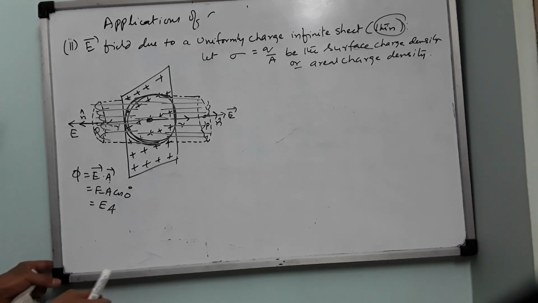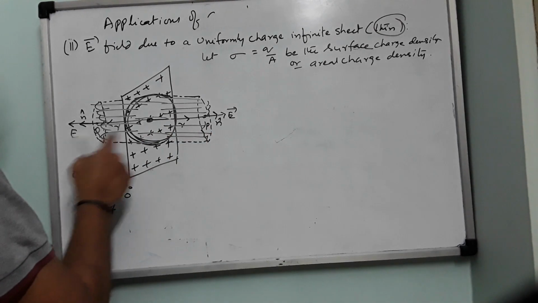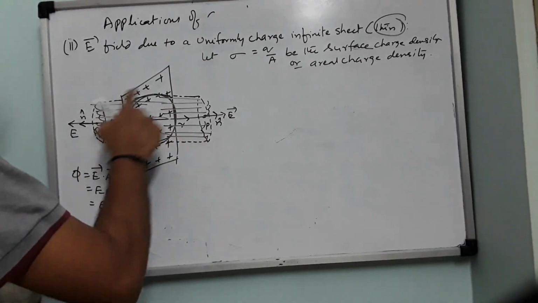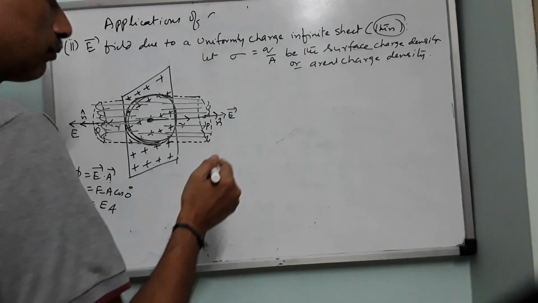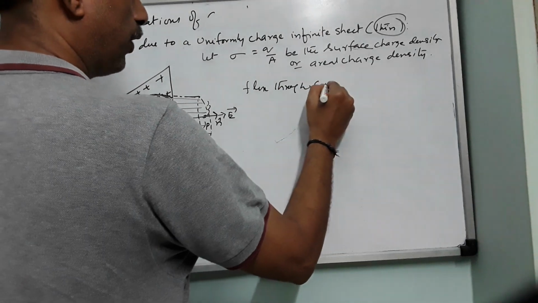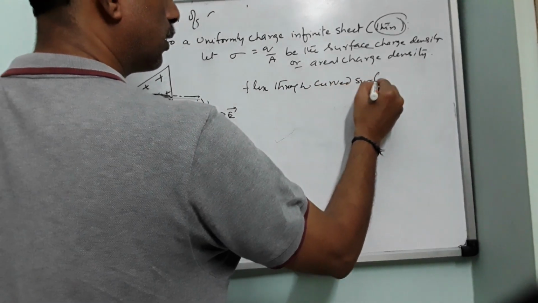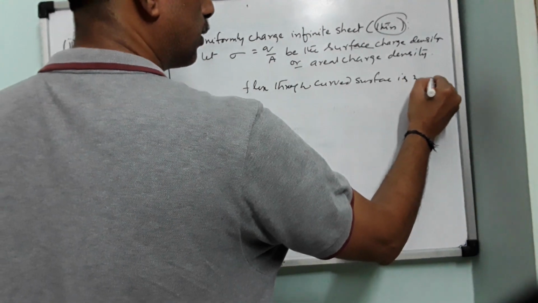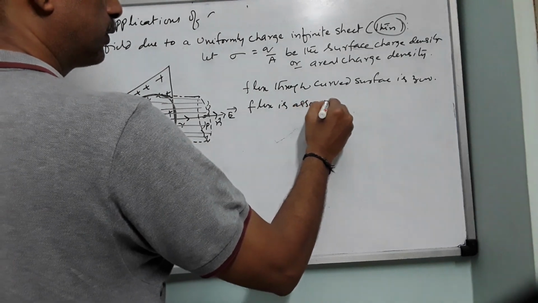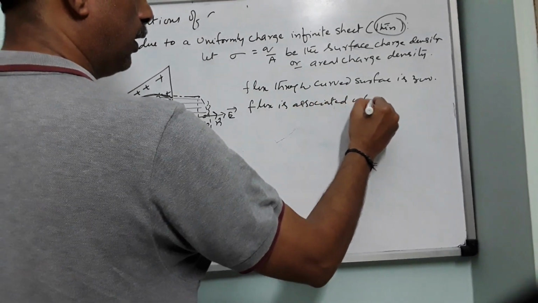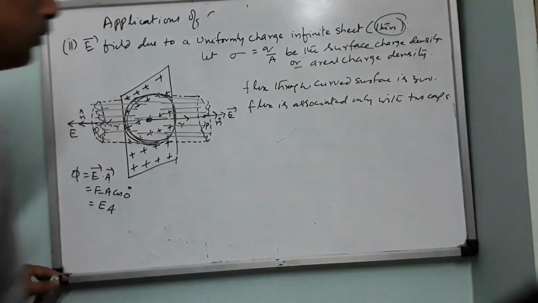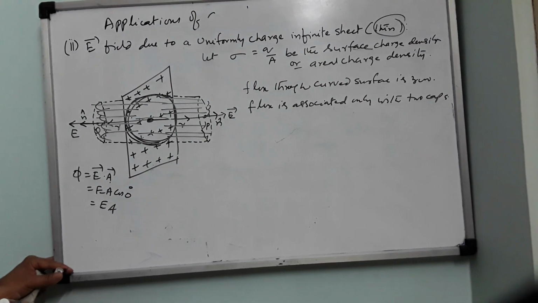Therefore, flux is associated with the two caps of the cylindrical Gaussian surface, whereas the flux through the curved surface will be 0. So the flux through the curved surface is 0. Flux is associated only with the two caps of the cylindrical Gaussian surface, right?